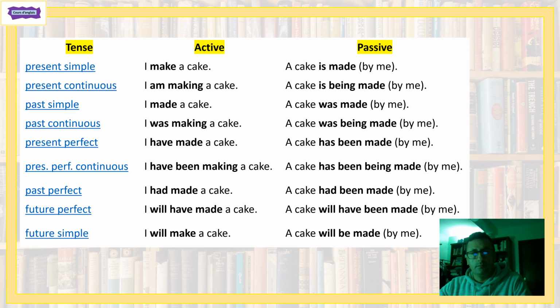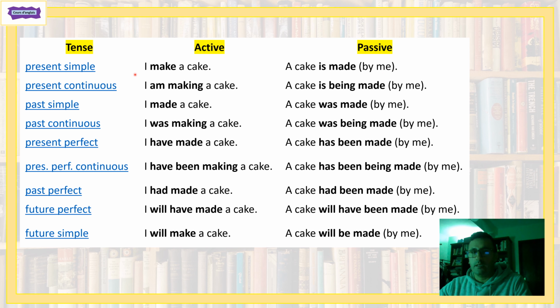Regardez ce tableau. Voilà. Tense, c'est le temps, la conjugaison. Active, la voix active. Passive, la voix passive. Par exemple, present simple. Prenons cette phrase. I make a cake. C'est la voix active. Pour la rendre à la voix passive, ça va nous donner comme ça. A cake is made. Pourquoi is? Parce que c'est le présent, present. Pourquoi made? Parce que le verbe c'est to make. Donc, le past participle, le participe passé de ce verbe, c'est made. Et on peut bien sûr ajouter by me, par moi.